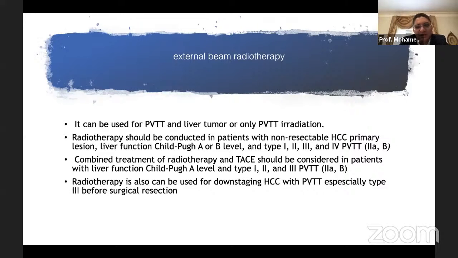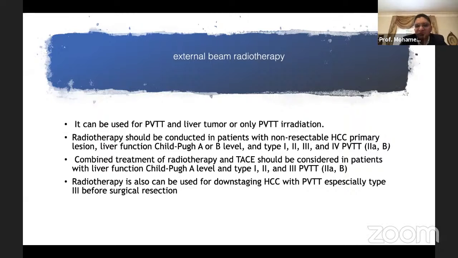External beam radiotherapy. It can be used for portal vein tumor thrombus and liver tumor, or only portal vein tumor thrombus irradiation. Radiotherapy should be conducted in patients with non-resectable HCC lesion, liver function Child A or B, and type 1, 2, 3, and 4 portal vein tumor thrombus.